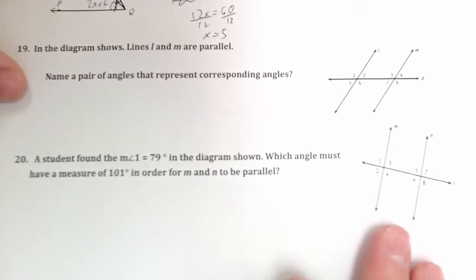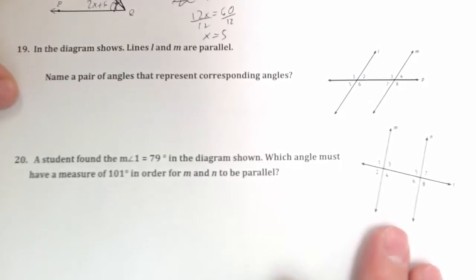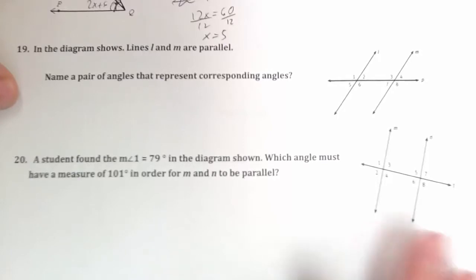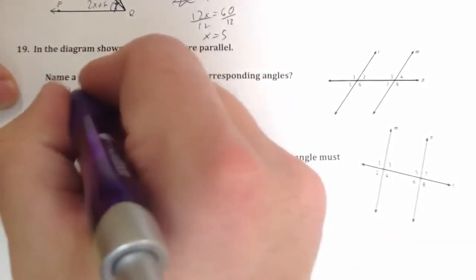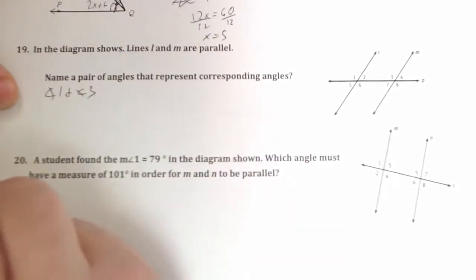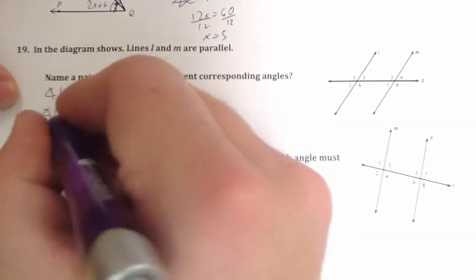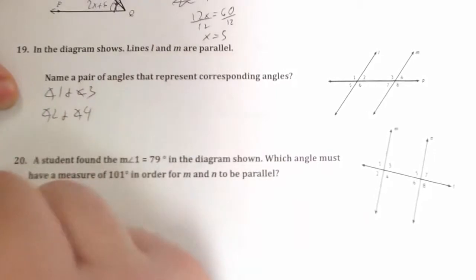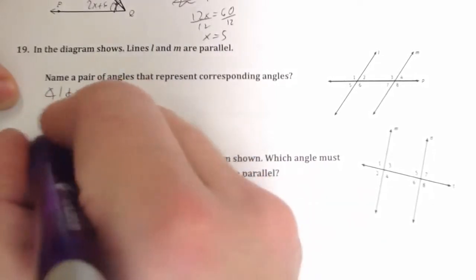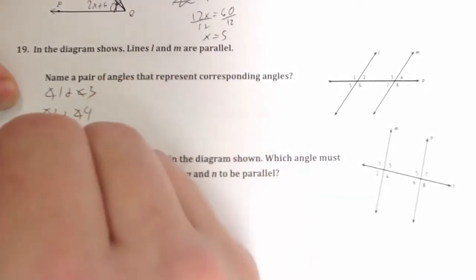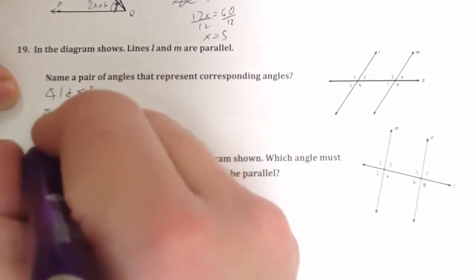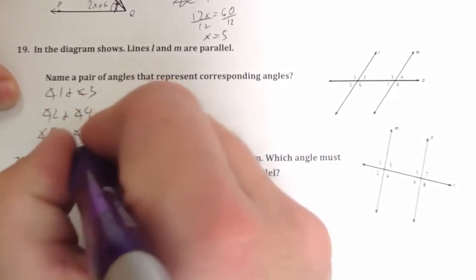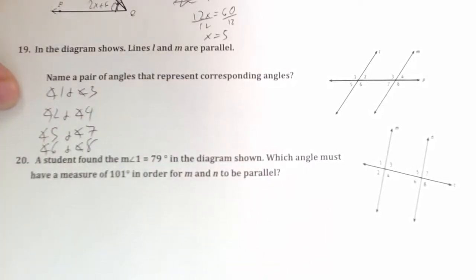All right, question 19. We're looking at this diagram on the right. Name a pair of angles that represents corresponding angles. Well, angle 1 and angle 3 would be corresponding. So would angle 2 and angle 4. Angle 5 and angle 7 are also corresponding to each other. And finally, angle 6 and angle 8 are also corresponding angles.